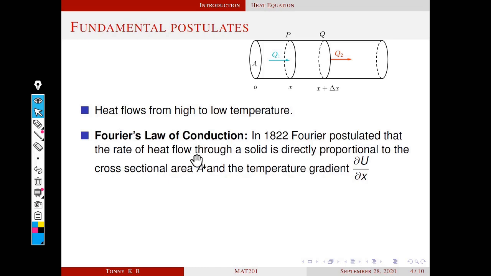It states that the rate of heat flow through a solid is directly proportional to the cross-sectional area A. This means if the cross section is large, then the amount of heat flow is large. If the cross section is small, then the amount of heat flow is small. The second is that the amount of heat flow is proportional to the temperature gradient. Actually, this is obtained from two observations. One is that the amount of heat flow is proportional to the temperature difference delta U.